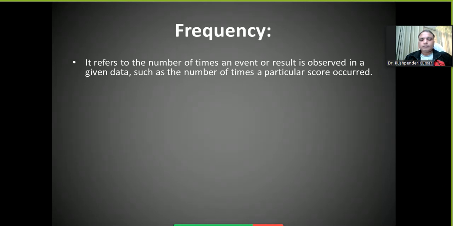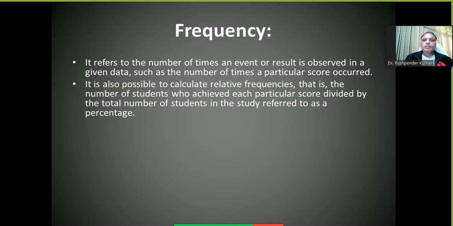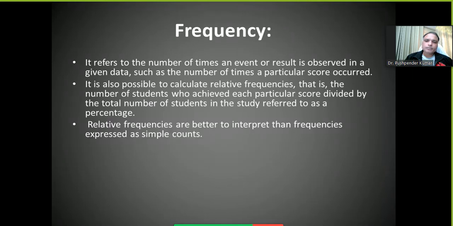So frequency, you are all aware of. What is the use of frequency? It refers to the number of times an event or result is observed in a given data, such as the number of times a particular score occurred. It is also possible to calculate relative frequency, that is, the number of students who achieved each particular score divided by the total number of students in the study, referred to as a percentage. So we can have a percentage.